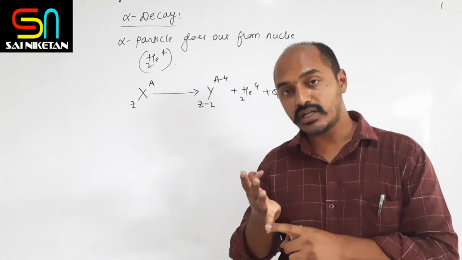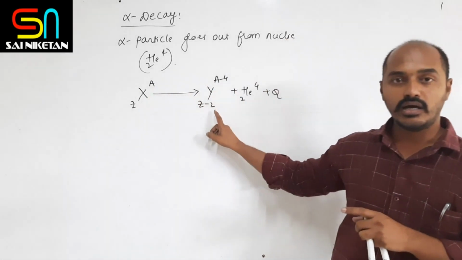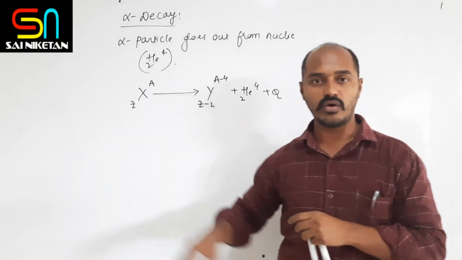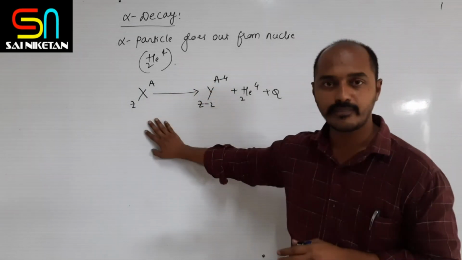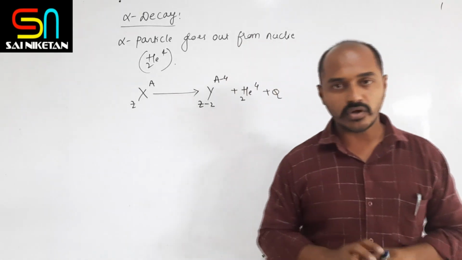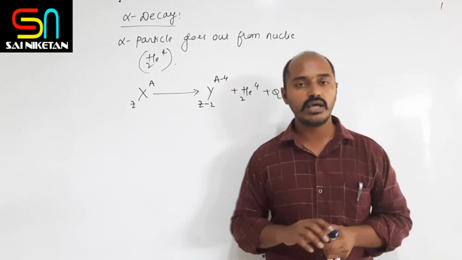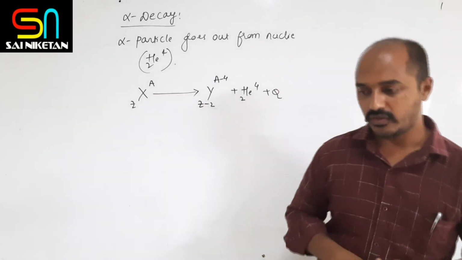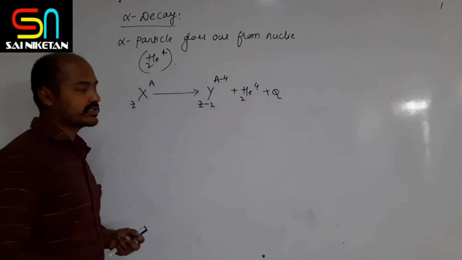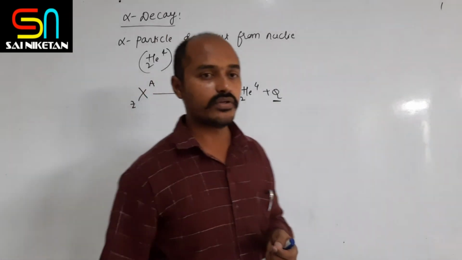That is, the daughter has mass number 4 less than the parent, and atomic number 2 less than the parent. So this is the thing you have to write in the loss rate. During alpha decay, whatever daughter nuclei form has four mass numbers less than the parent and two atomic numbers less than the parent, and some energy is liberated during this. So this is what the Q is.